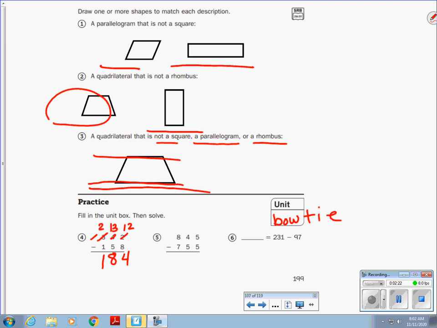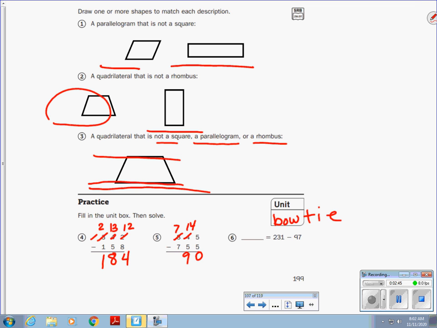All right, on my next one, 5 minus 5 is 0. 4 minus 5, I need to come over here and borrow 100. So I now have 7. Bringing over 10 tens, I already had 4, so that gives me 14. 14 minus 5 is 9, and 7 minus 7 is 0. So my answer would be 90.